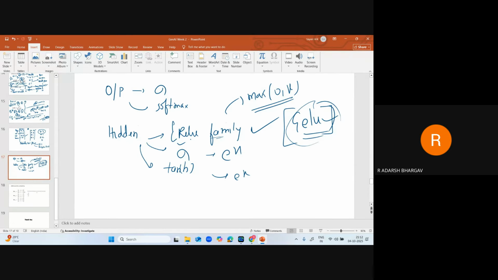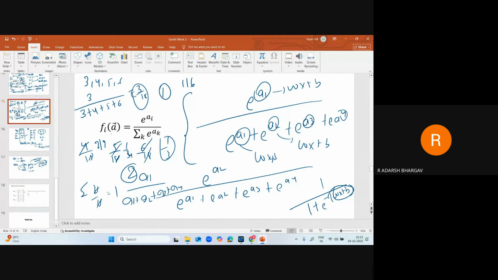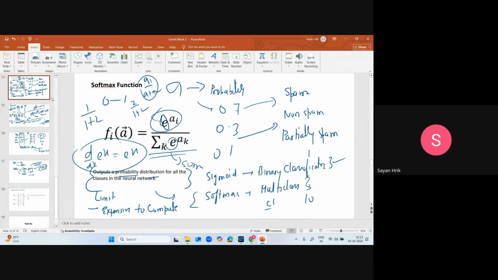So can you go 2 slides back once? Okay, this one? Yes, sir. You told it will be e power x, so after differentiating also, where was that? It was here itself where you were explaining. It has a derivative. Yes, sir, I think here it is. Yeah, even after differentiating, let's say e power x.